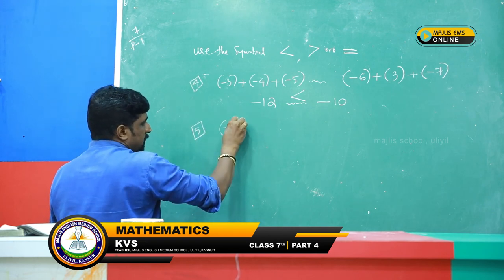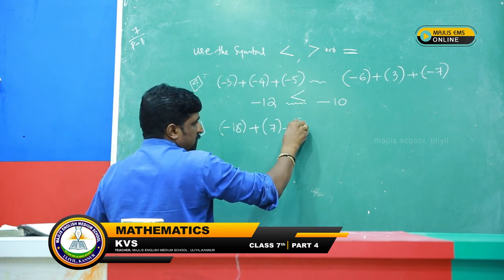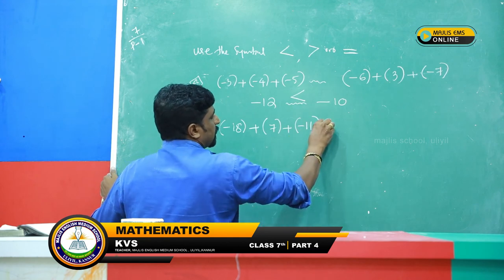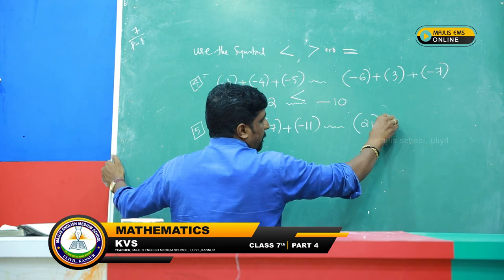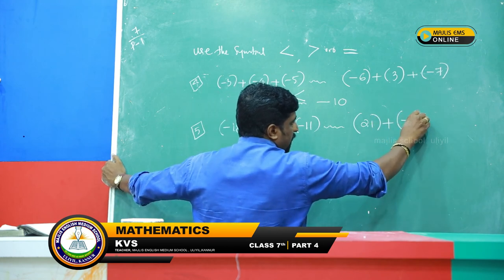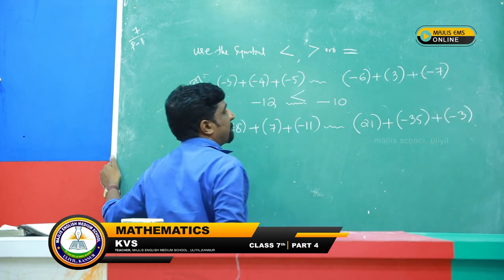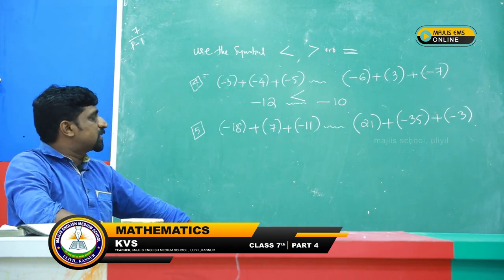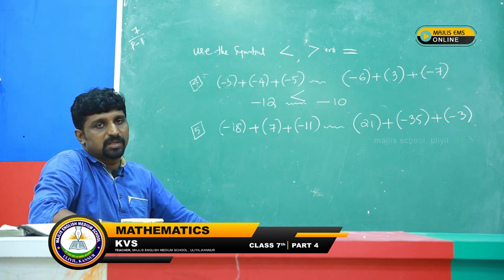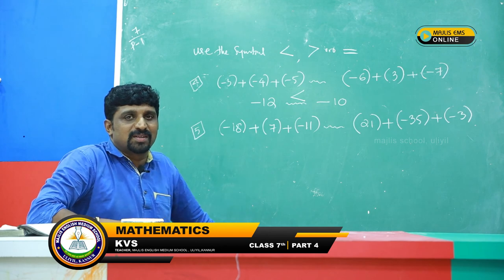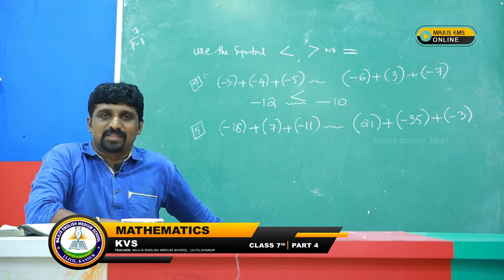Minus 18 plus 7 plus minus 11, and 21 plus minus 35 plus minus 3. You can do that yourself. Try to do that and put the symbol we need. Okay.